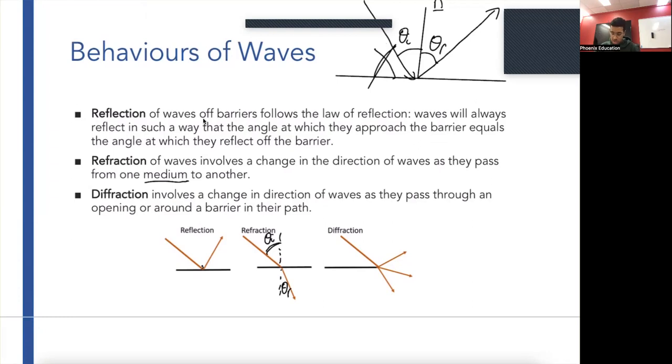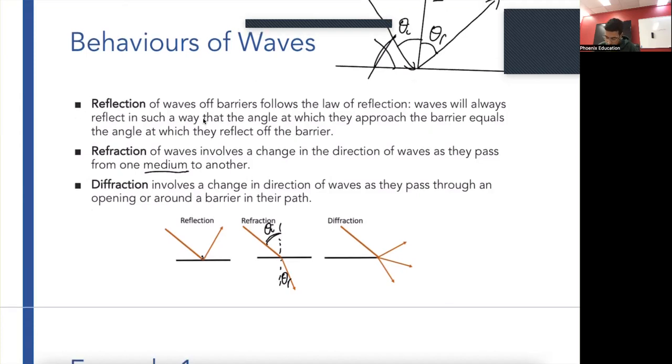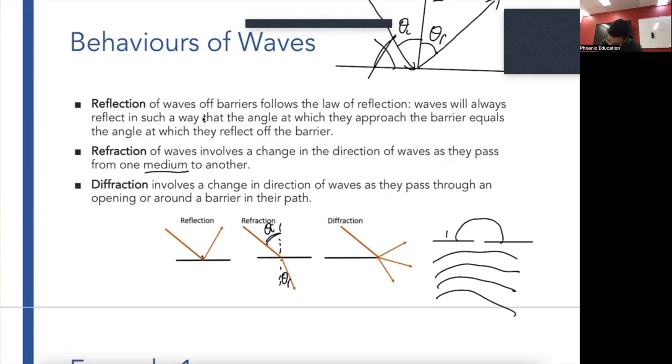Okay, and diffraction is another behavior of a wave, not as important in year 11, but it will be a lot of help if you know it right now, because in year 12 you'll see it. Diffraction is when a wave bends or changes direction when it passes through an opening. So for example, if you have an opening like this, a small gap, and you have a wave, it's a really bad drawing of a wave, but what happens is that this wave will change direction.